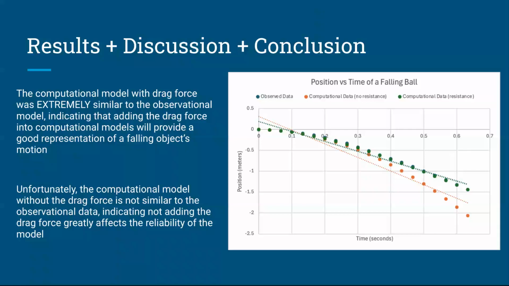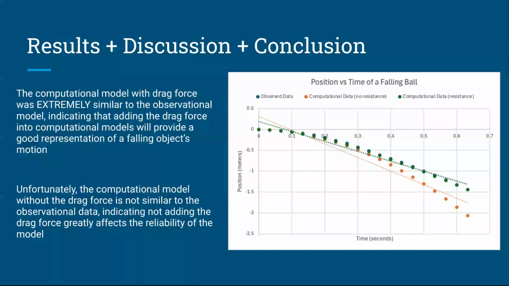So now that all three models are graphed, with the observational model being the points in blue, the computational model with no drag being the points in orange, and the computational model with drag being the points in green, I was properly able to compare all models. Looking at the graph, it can be seen that the observed model and the model with drag are basically on top of each other, indicating that they're so similar and they had almost the same position points.